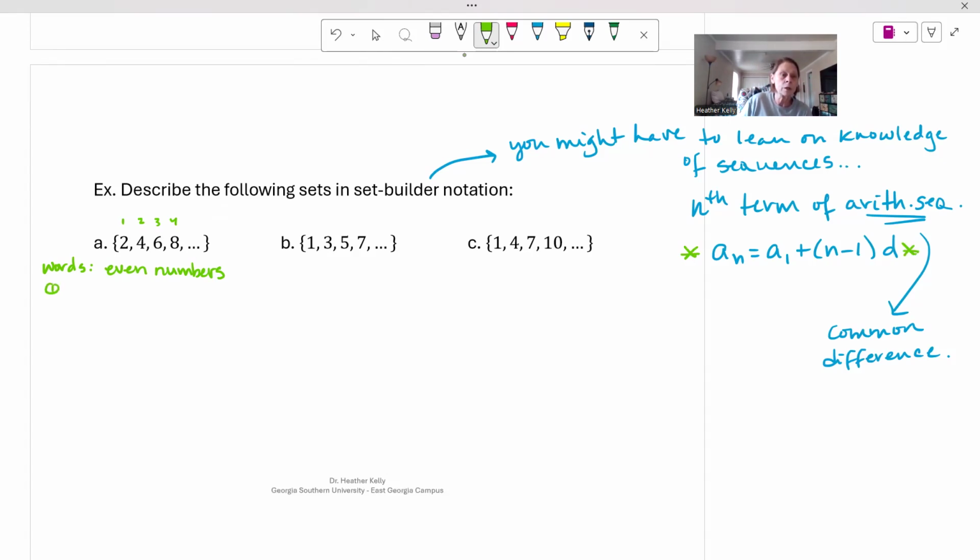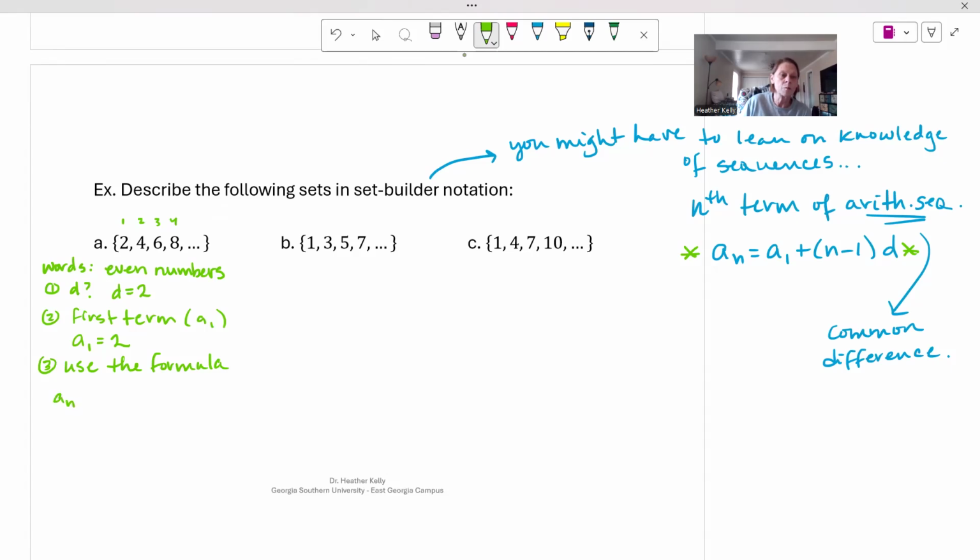So the first thing we want to know is, what is d? And d here is 2, right? Positive 2. To get to the next one, we added 2, to get to the next one, we added 2. So our common difference is 2. We also need to know what the first term is, right? That's that a sub 1 in this notation over here. And that first term here is 2. And then we can just use the formula.